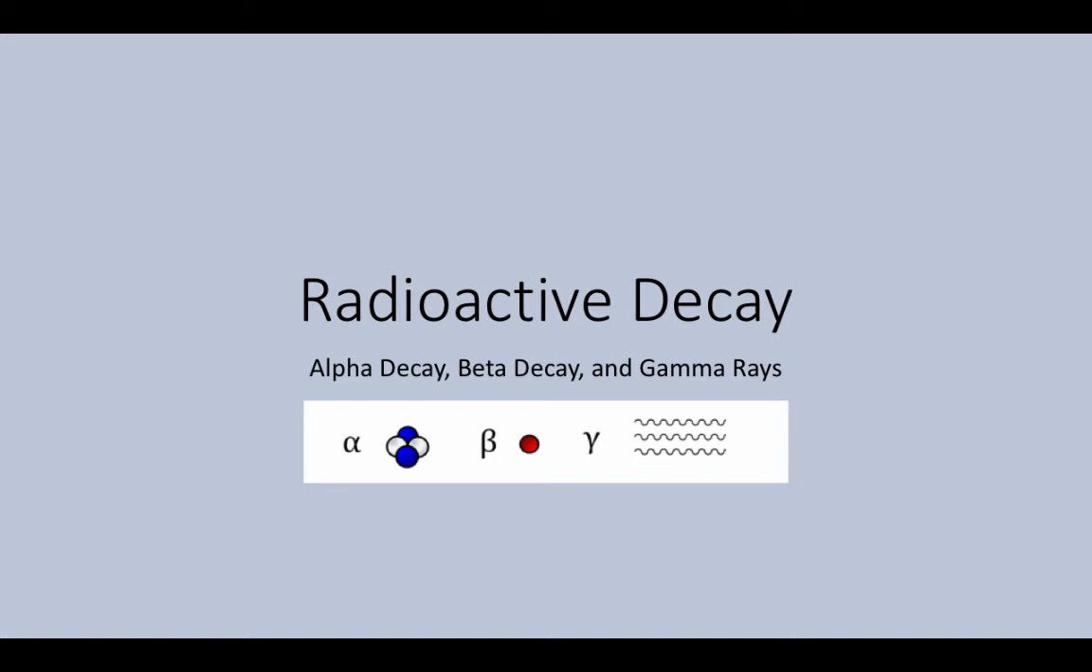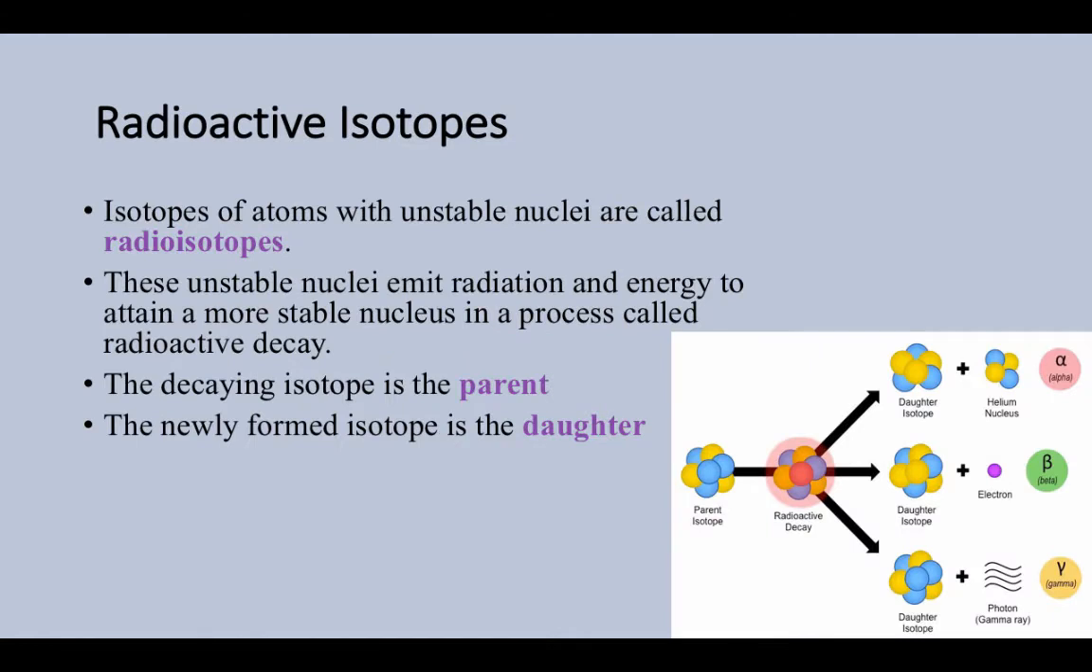We're going to be going over 3 different types of radioactive decay: alpha decay, beta decay, and what are called gamma rays. To start off, we need to figure out a couple of key terms that correspond with radioactive decay.